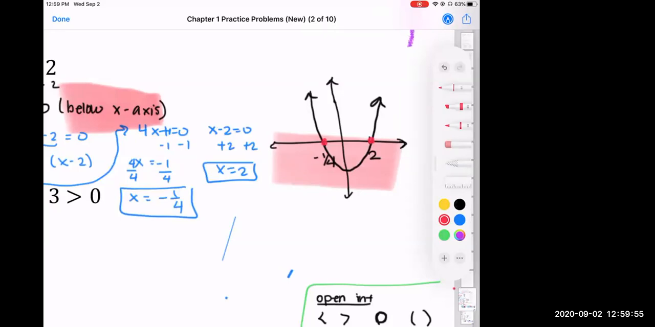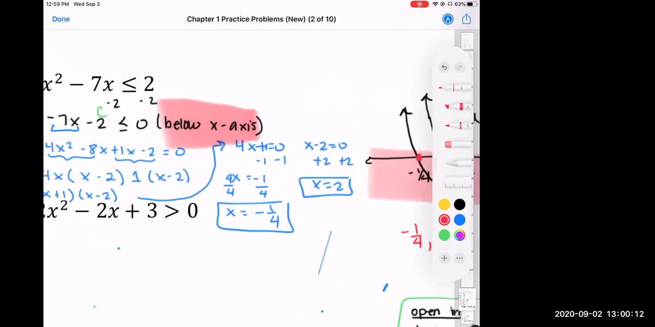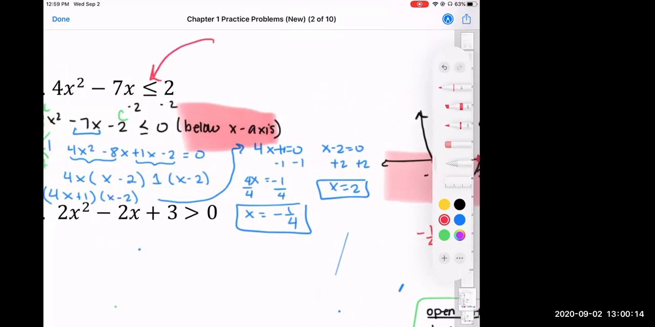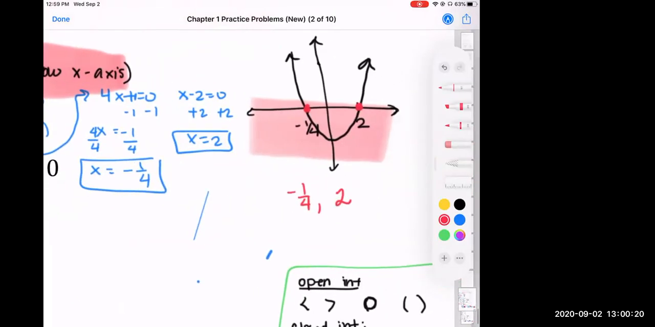So I see that's only a very small interval, right? Because it doesn't have those arrows pointing up or pointing down. So our answer would be negative 1/4 to 2. Now I have to think about whether I want brackets or parentheses. Because we have that equal to, we know we want brackets. So my answer would be bracket negative 1/4 to 2 bracket.